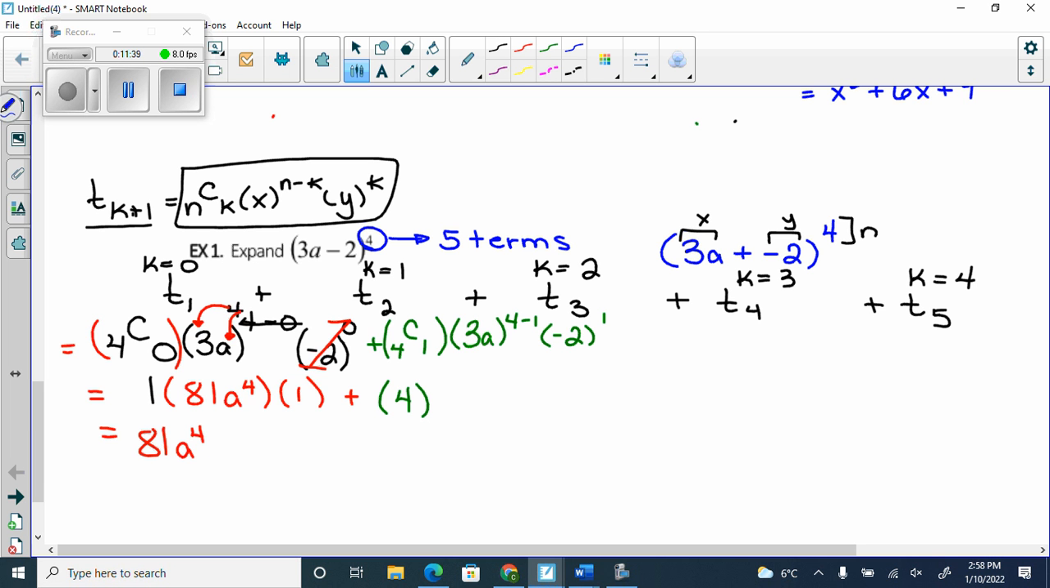And then this is going to be 3 to the 3, because 4 minus 1 is 3. 3 to the 3 is 27, a cubed. And what's negative 2 to the 1? Negative 2. Now multiply all these coefficients together. What's 4 times 27 times negative 2? Negative something.